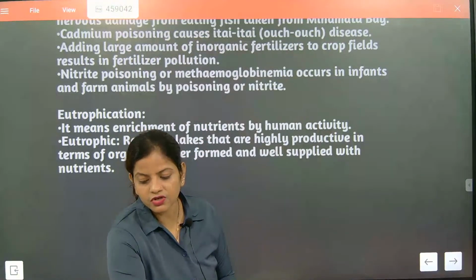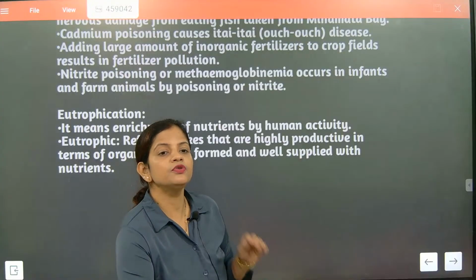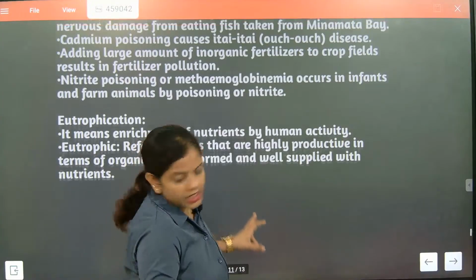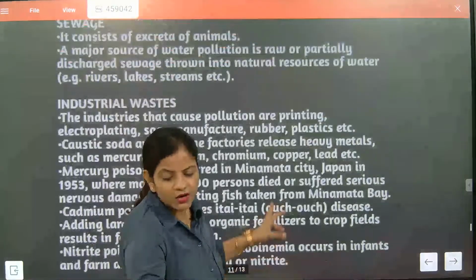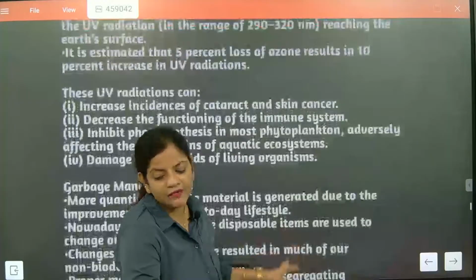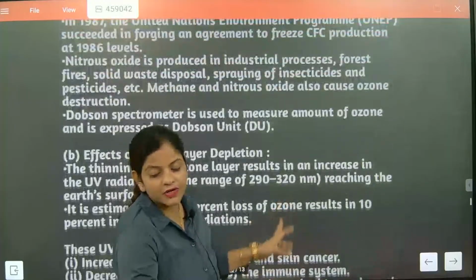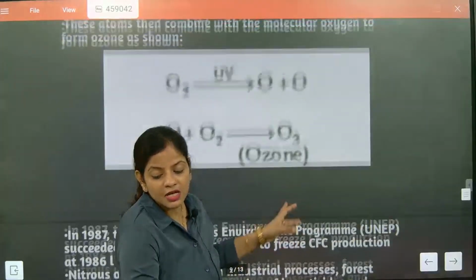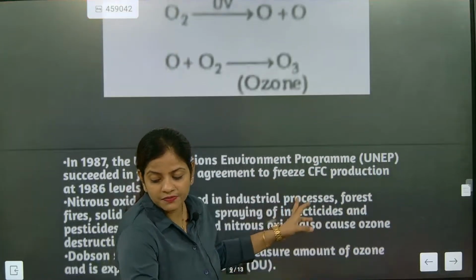This is the last section of the environment chapter and we need to do it very nicely. Till now in the environment section, we have discussed the pyramid and other factors. But now we are going to discuss ozone layer depletion also.